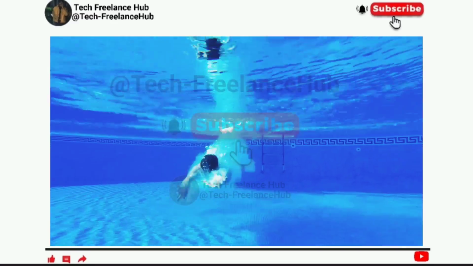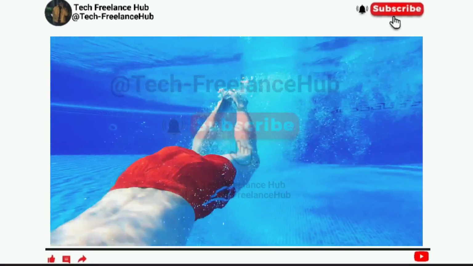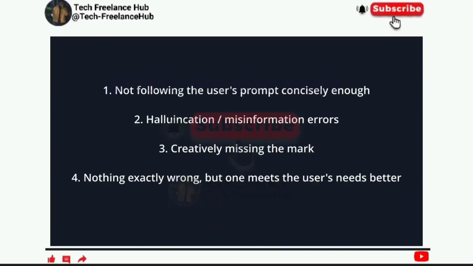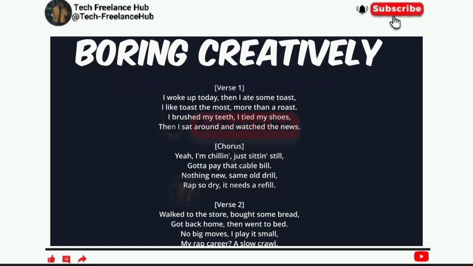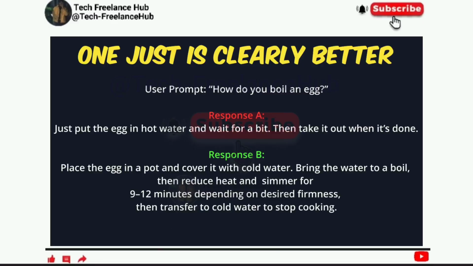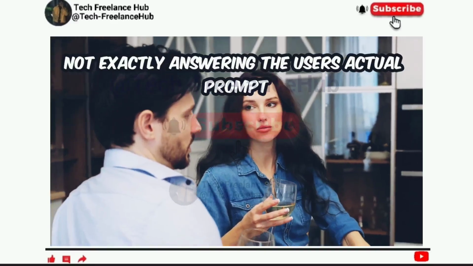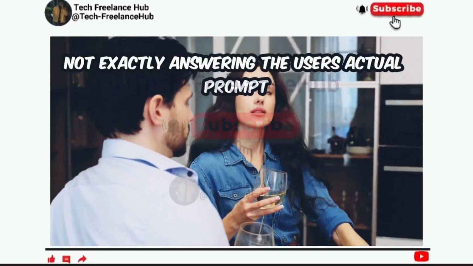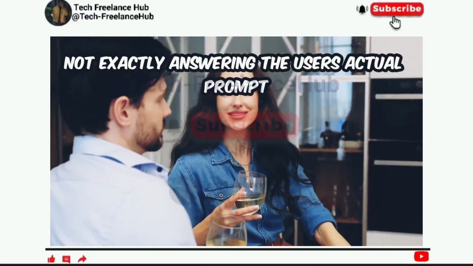Okay, so let's jump into what everyone came here for, the main exam. I'm actually going to separate these by categories. Some of the questions are basically just repeats of the same exact thing, just worded a little bit differently. But the main categories that we'll be focusing on here are hallucination or misinformation errors that you should be looking at, creative prompts that are just kind of missing the mark, and then you're going to get some prompts that are not exactly wrong, but one is still clearly better than the other, and it more closely matches the user's needs. And then finally, sort of in that same vein, the response is just not following the user's prompt closely enough. One is just slightly better.